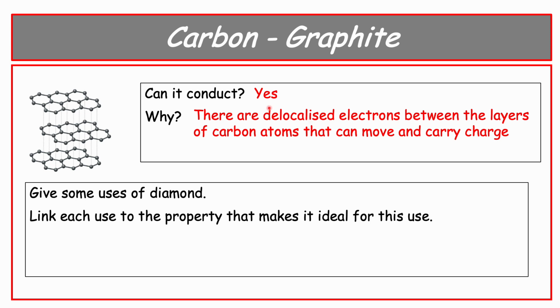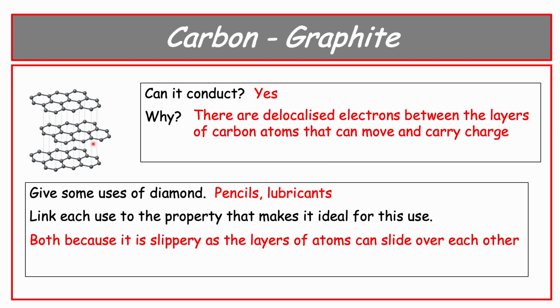A use of graphite is in pencils, and that's because it's soft and slippery, because these layers can slide over each other. It's also used as a lubricant, like oils, and again it's soft and slippery because the layers can slide over each other.